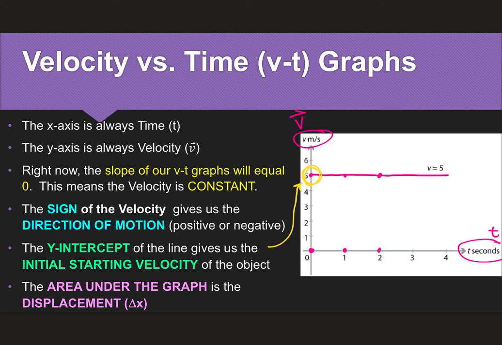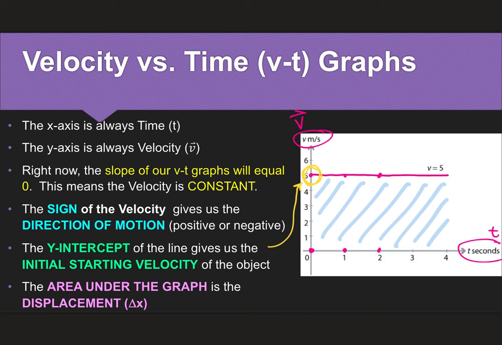And here's the big one. This is the one that's very helpful and very, very good. The area under the graph is special on a VT graph. It tells you the displacement. So the area under the graph, that's all of this. What we mean by under the graph is the area between wherever the line is at and the x-axis, the time axis. That is equal to the displacement.